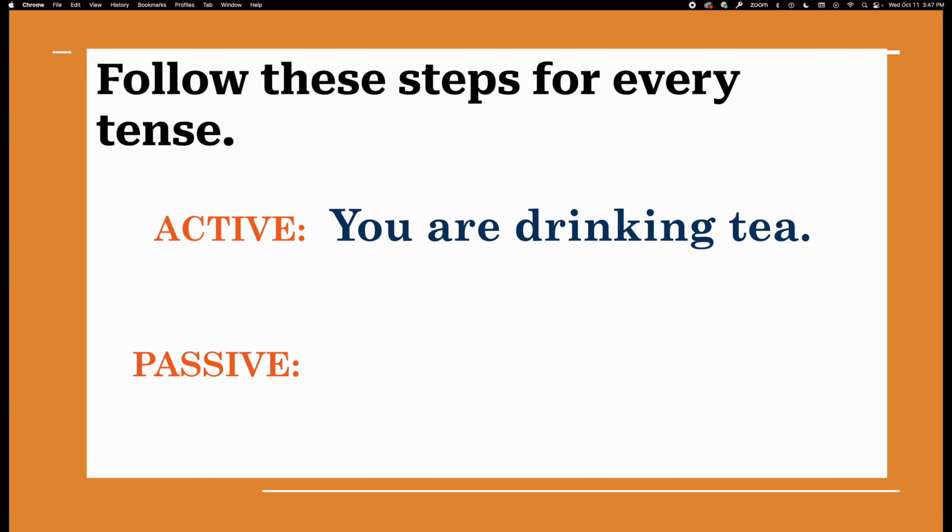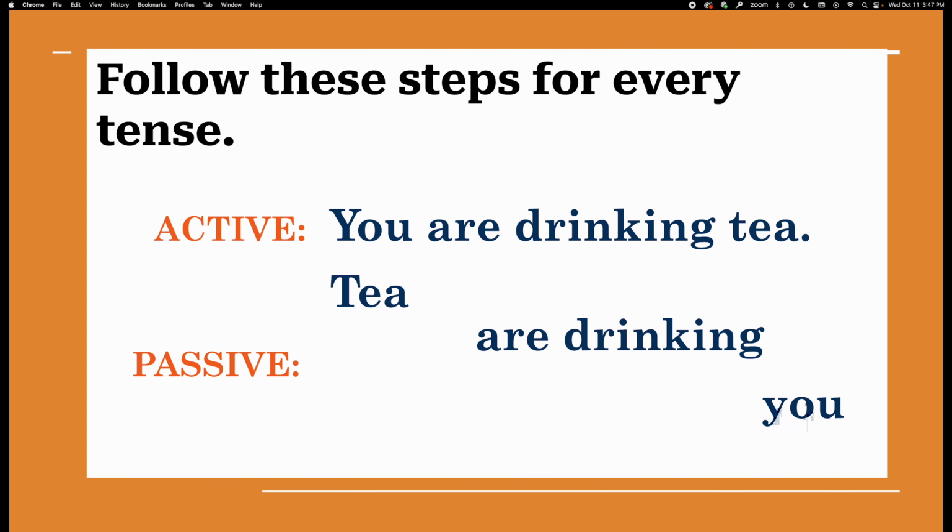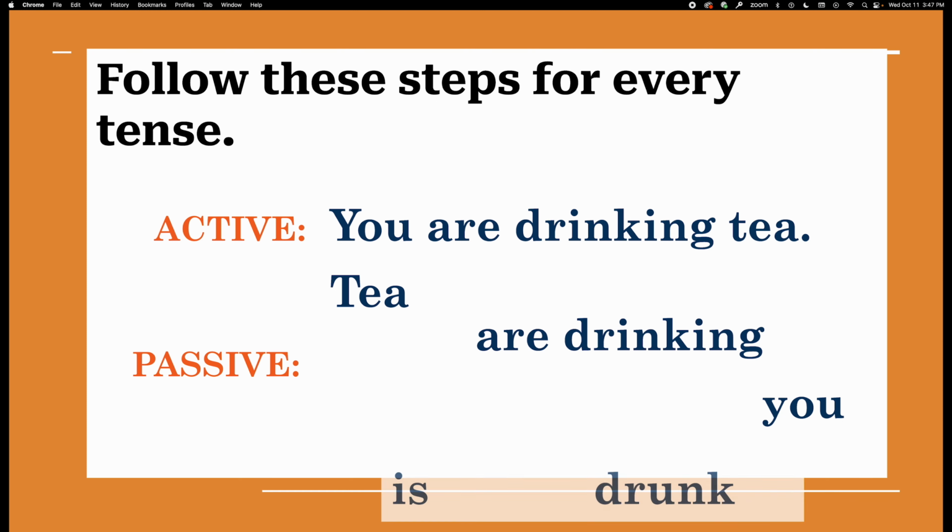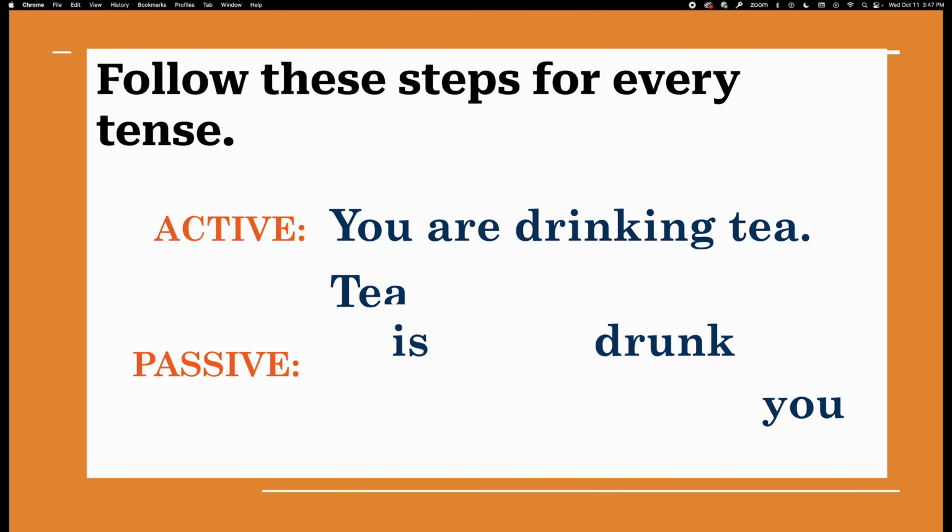You're drinking tea. This is present continuous. All right, keep the same verb. That tense is fine. Change the subject and the object. The agent now is at the end. Change the verb. Is drunk. Only change that main verb, whatever the form is, change it to past participle.